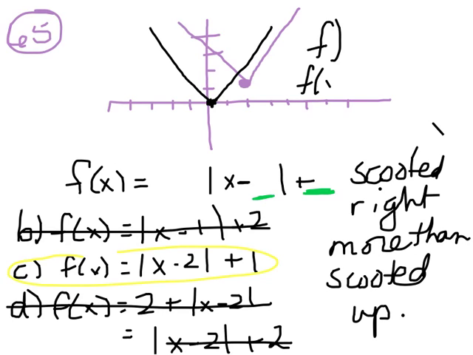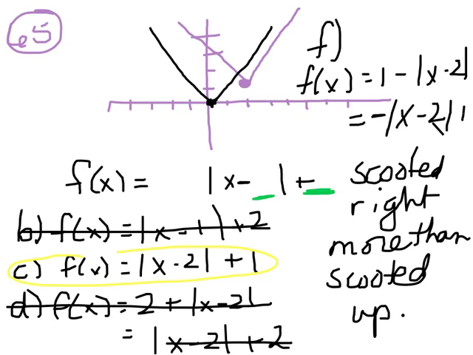F of x equals 1 minus x minus 2. Well, that doesn't look so great to my brain, so let's say that's negative x minus 2, and that was a positive 1, so we'll put a plus 1. Well, it looks good, except that this negative out front means it would have been flipped down here somewhere, and we don't see that happening, so we know it's not F. So the answer is C there.